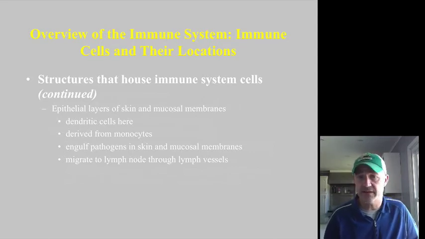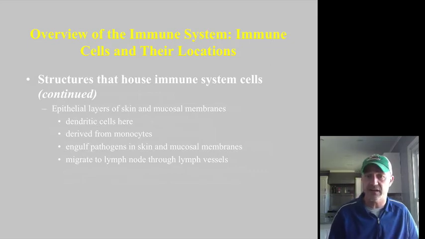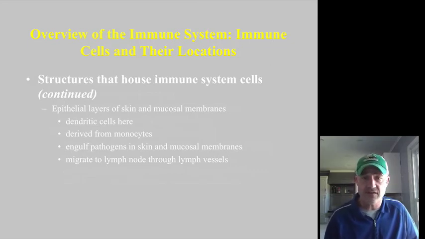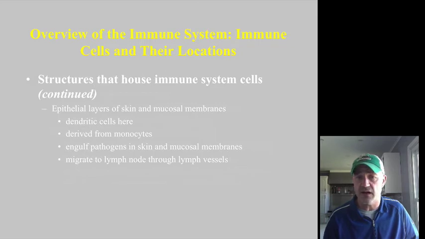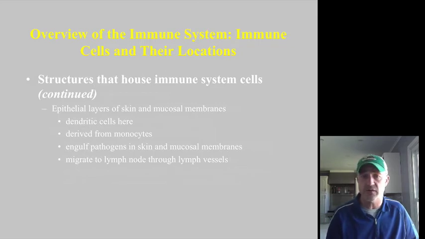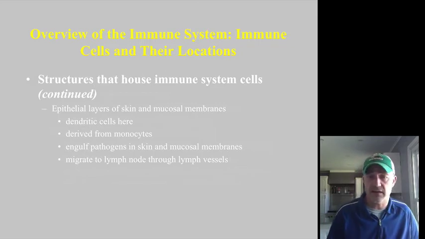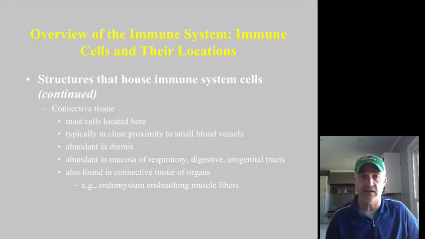Again, underlying the skin, we have things like dendritic cells that are also antigen-presenting cells. Pathogens that get into the skin, these can engulf those and show them to other immune cells, and they can actually migrate and trigger some other cells as well.